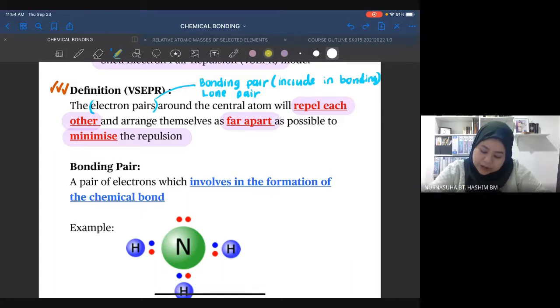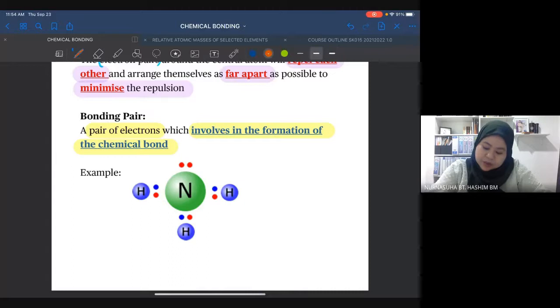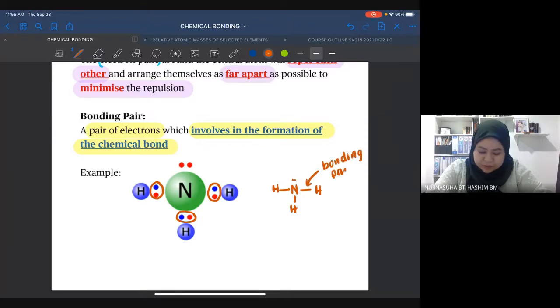Okay, a bonding pair, maksudnya pasangan elektron which is involved in the formation of a chemical bond. Contoh, this one and this one. These are all bonding pairs. Ataupun kita biasa lukis macam ni kan. This is a bonding pair.